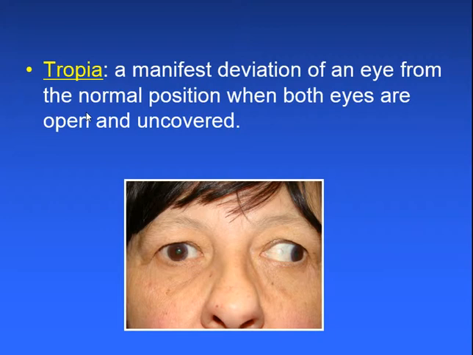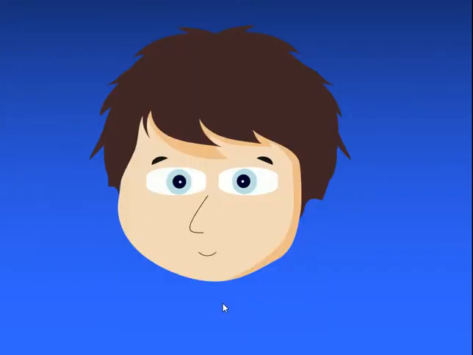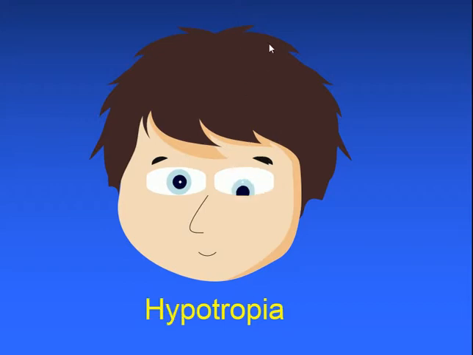So let's define what a tropia means now. Tropia is a situation where there is an obvious existing deviation between the eyes. And this is a very extreme case, but where they are not in alignment with each other. And using this term tropia, we can now define that if the eyes are deviated inward, we would call that an esotropia. If the eyes are deviated outward relative to each other, that would be called an exotropia. Here, this would be a hypotropia, where the left eye is too low. And here we have the opposite, a hypertropia, where the left eye would be too high.